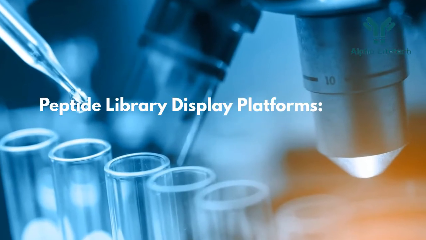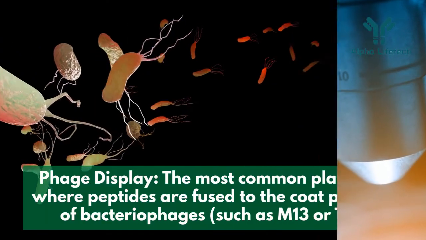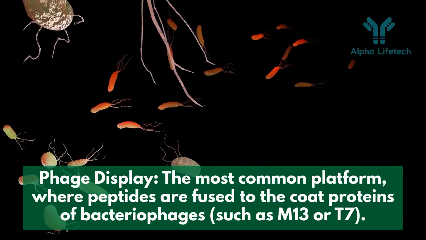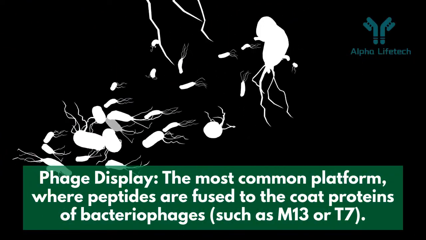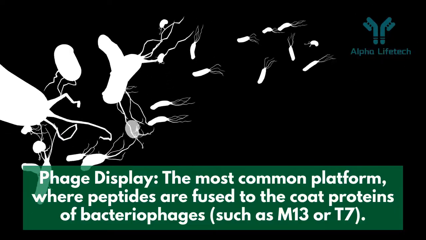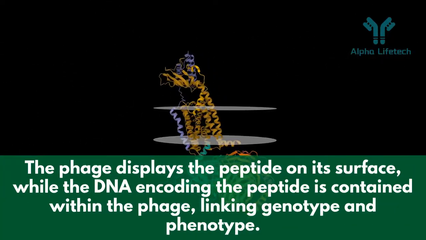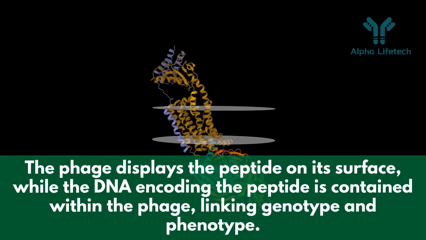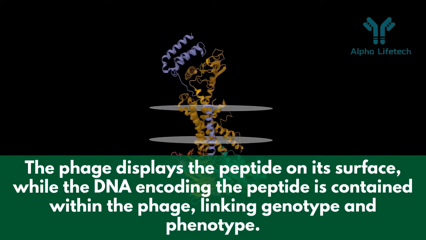Peptide library display platforms. Phage display, the most common platform, where peptides are fused to the coat proteins of bacteriophages, such as M13 or T7. The phage displays the peptide on its surface, while the DNA encoding the peptide is contained within the phage, linking genotype and phenotype.